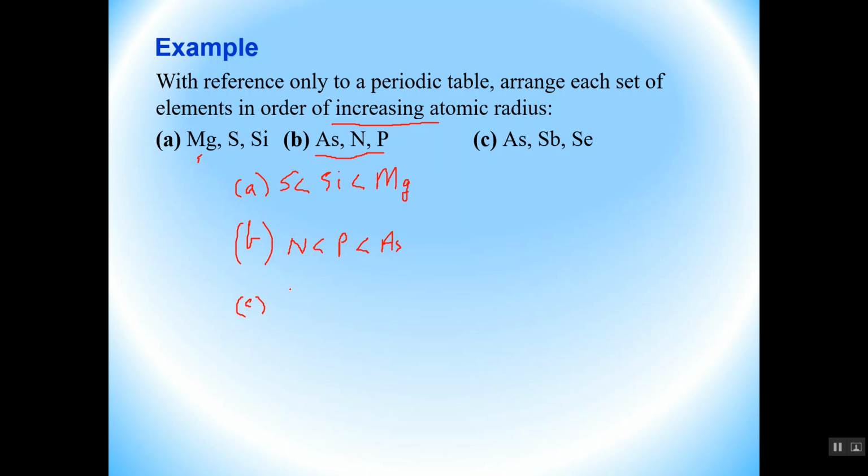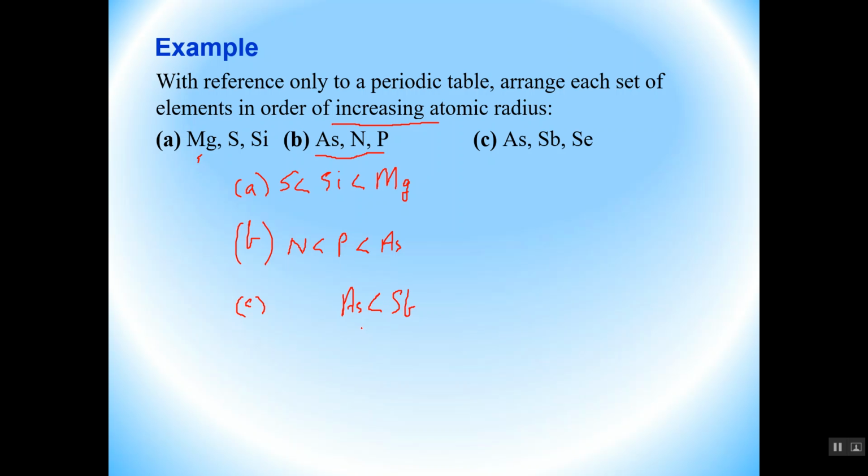All right. And then finally, in the case of C, where we have arsenic, antimony, and selenium, well, that's a bit different from the other two because what you'll notice is that arsenic and antimony are in the same group, but selenium is in the same period as arsenic, all right? And you'll notice that arsenic is above antimony. So therefore, we know that arsenic would be smaller in size compared to antimony. So we can put that first.